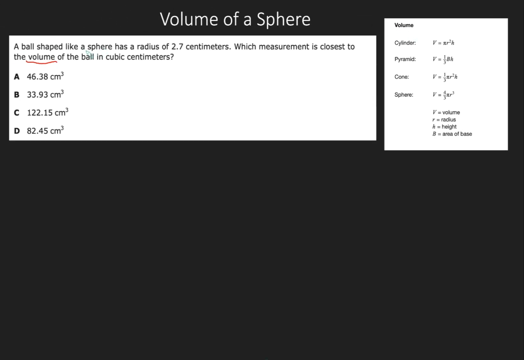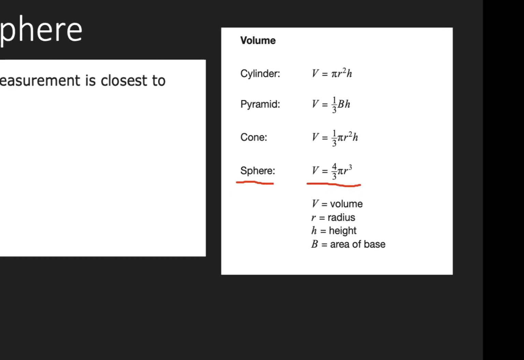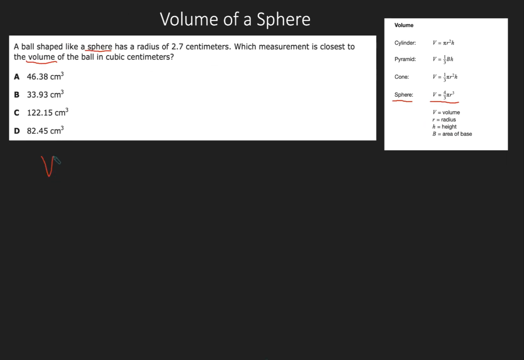In the problem, they told us that the shape we have is a sphere. So let's find that word in our reference sheet. Right here, sphere, and there is the associated formula. So I'm going to write my formula. V equals 4 over 3 pi times radius to the third power.